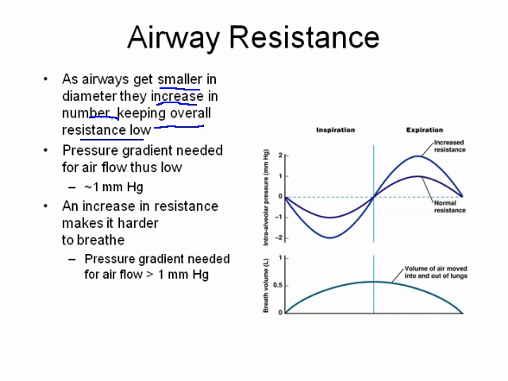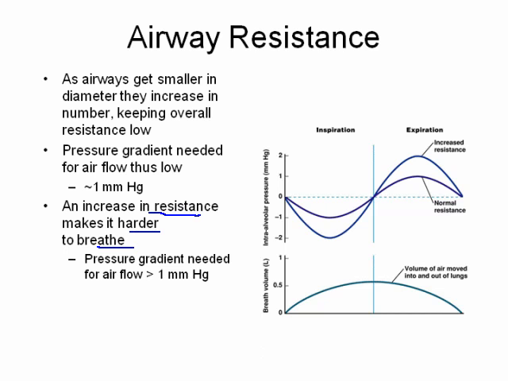And in fact, as you get down to the smaller airways, you get to even lower resistance than you do in the larger airways because of this division. Resistance refers to the pressure gradient needed for air to flow. And it's quite low. It's only about 1 millimeter of mercury that is normally needed. And an increase in resistance makes it harder to breathe, just as we saw in the cardiovascular system.